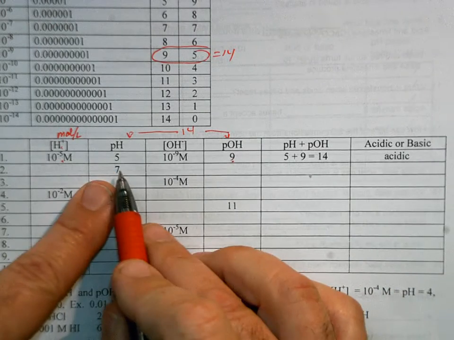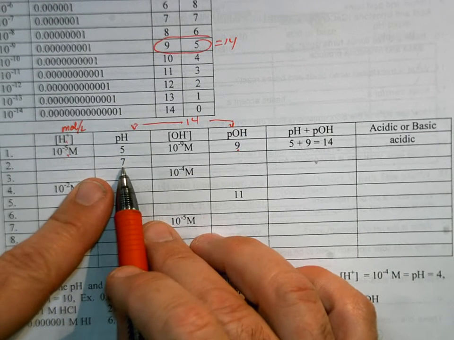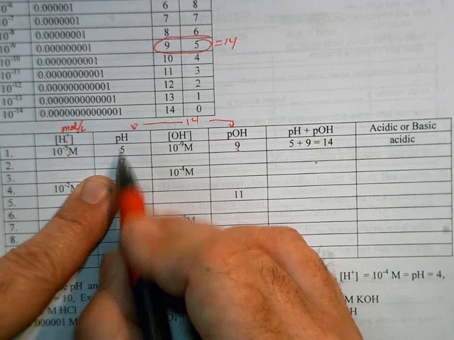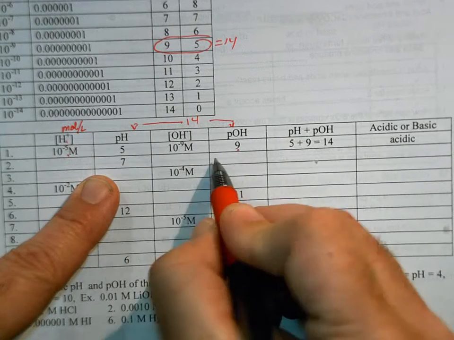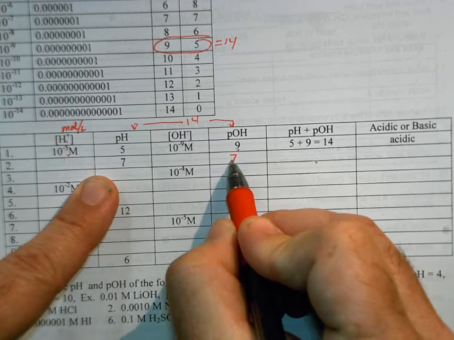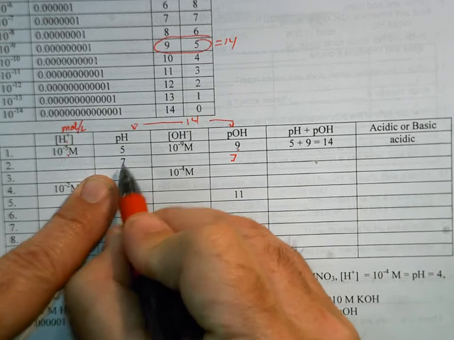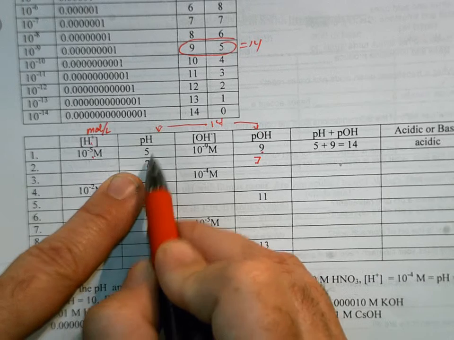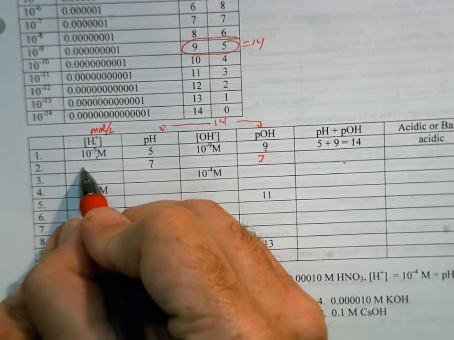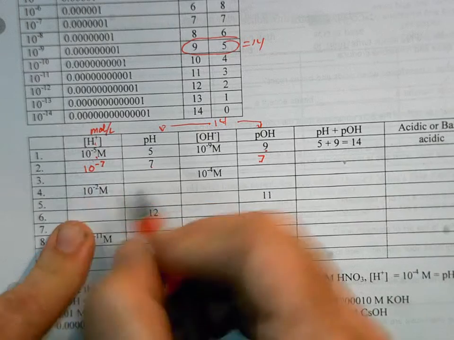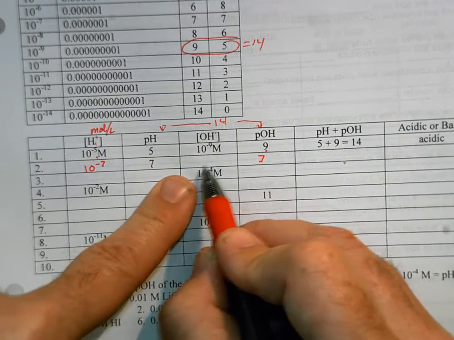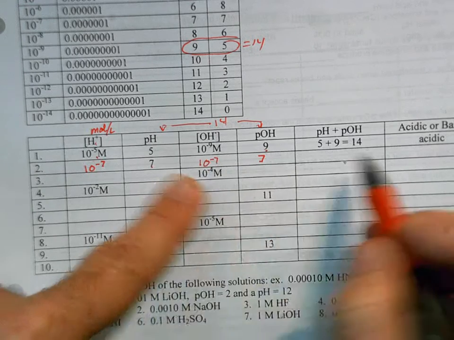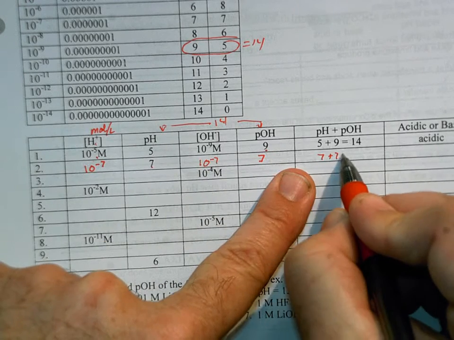As you work on this chart, let's do the second one right here. If you've got a pH of 7, what's going to be the pOH? Well, a pH of 7 is neutral, so the pH and the pOH balance each other. This will be 7, because 7 plus 7 adds up to 14. Now, if you work the chart backwards, the 7 for pH makes this concentration 10 to the minus 7 molarity. And since we've got a 7 here, that makes this one 10 to the minus 7 too. You can do the math over here: 7 plus 7 equals 14.